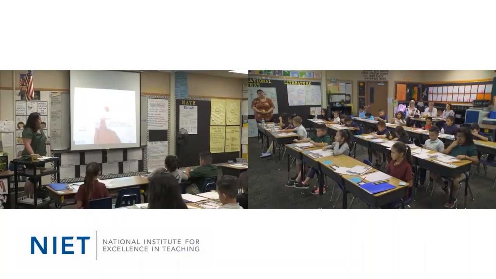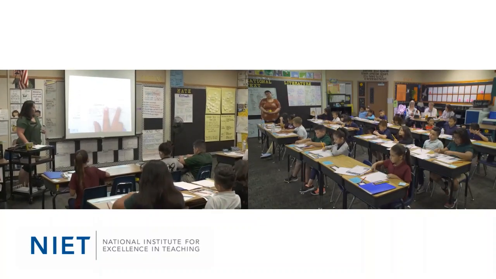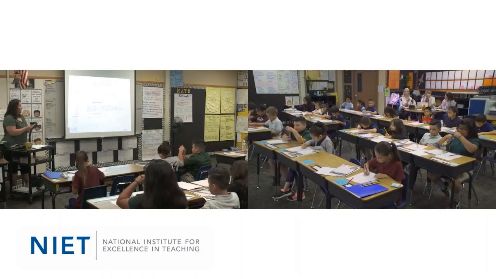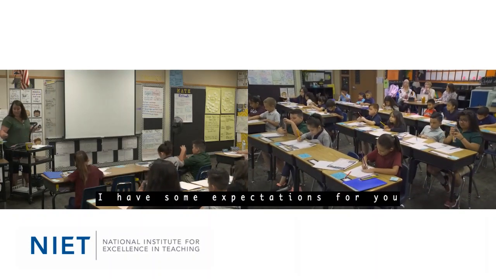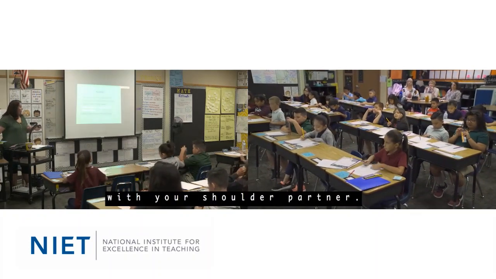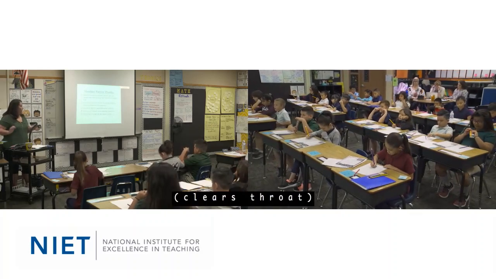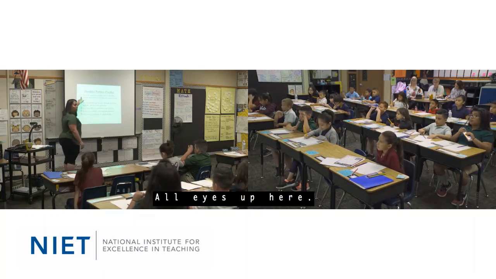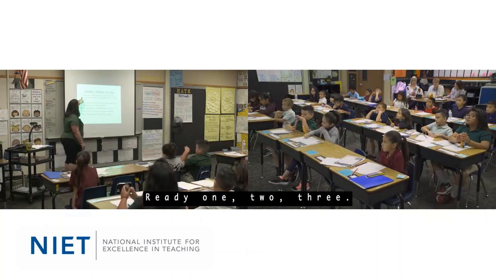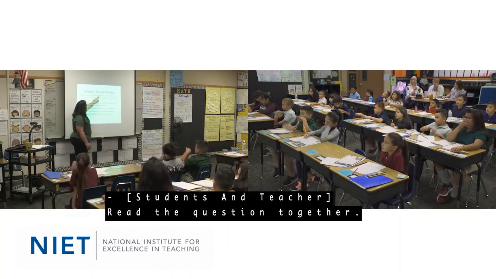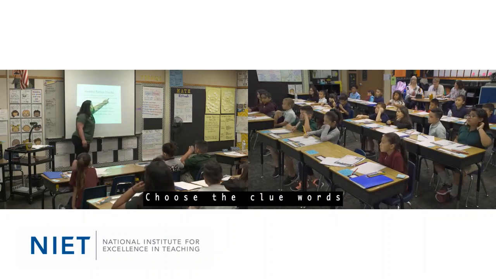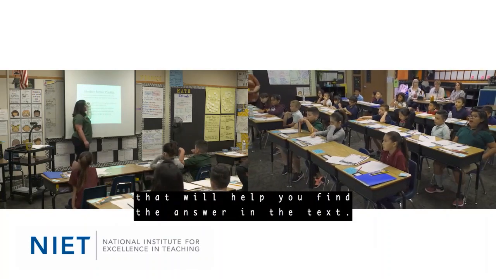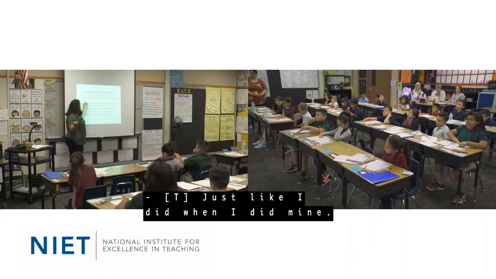Number 4. All right, don't go yet. Hold on. I have some expectations for you with your shoulder partner. So shoulder partner practice. Let's read number 1 together. All eyes up here. Ready? 1, 2, 3. Read the question together. Choose the clue words that will help you find the answer in the text. Just like I did when I did mine.